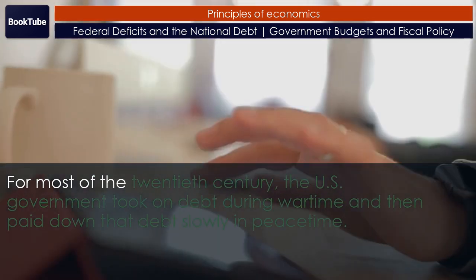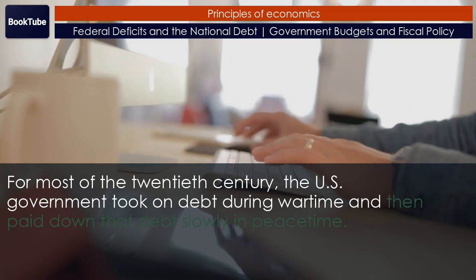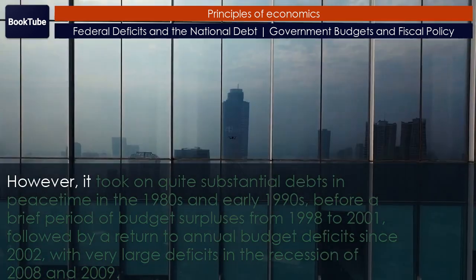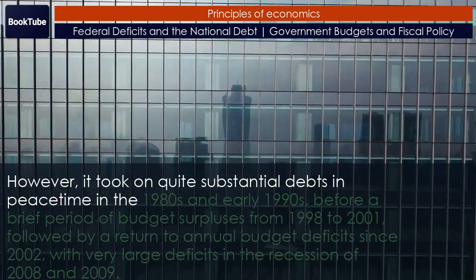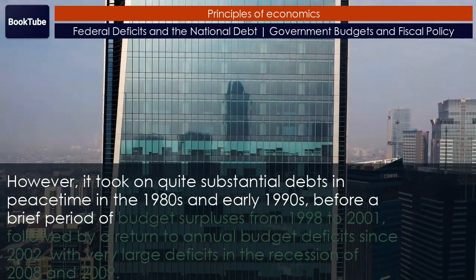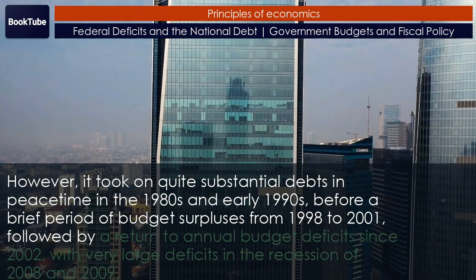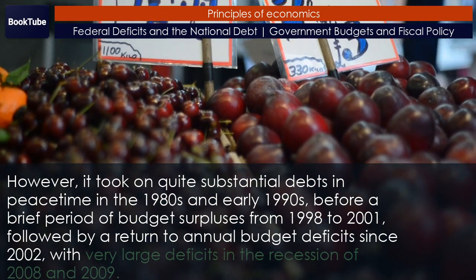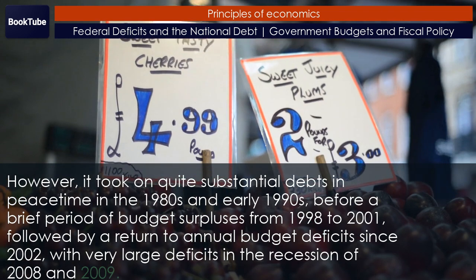Key concepts and summary. For most of the 20th century, the U.S. government took on debt during wartime and then paid down that debt slowly in peacetime. However, it took on quite substantial debts in peacetime in the 1980s and early 1990s, before a brief period of budget surpluses from 1998 to 2001, followed by a return to annual budget deficits since 2002, with very large deficits in the recession of 2008 and 2009.